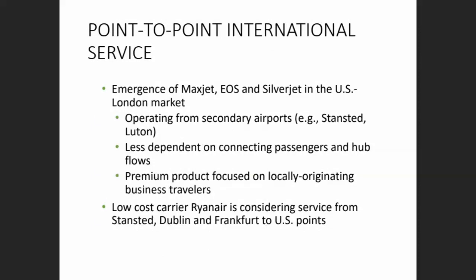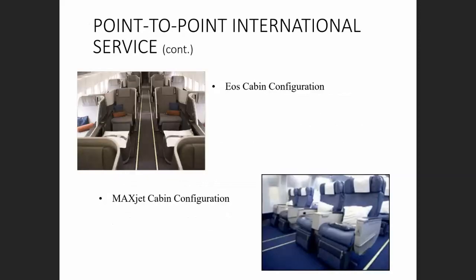We also see point-to-point international services, with the emergence of MaxJet, EOS, and SilverJet in the US-London market, operating from a secondary airport, that is Stansted, with fewer connecting passengers. Premium products focus on locally originating business travelers. And looking at low-cost carriers, Ryanair is considering services from Dublin and Frankfurt to US points. This shows the international services of EOS, and the cabin configuration of MaxJet.